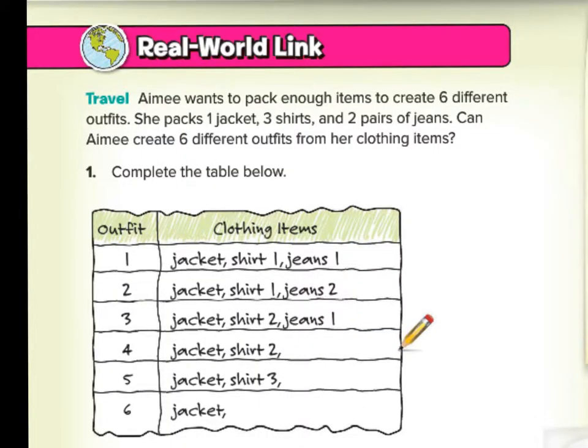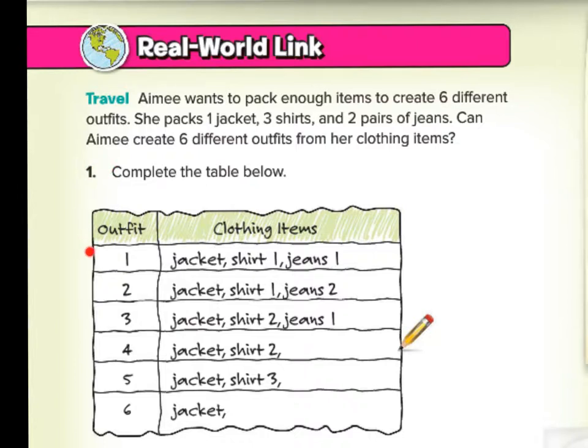Real World Inc. Travel. Amy wants to pack enough items to create 6 different outfits. She packs 1 jacket, 3 shirts, and 2 pairs of jeans. Can Amy create 6 different outfits from her clothing items? Complete the table below. So we have, she packs 1 jacket, 3 shirts, and 2 pairs of jeans. With this clothing, can she combine them in so many different ways that she can create 6 different outfits?